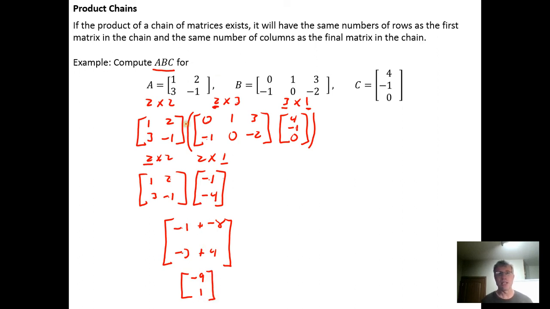So again, in this case, because it was a product chain, a product of more than 2 matrices, we had the ability, because of the associative property, to choose the product that we took first. I chose my product based on the fact that it looked like this product here would give me a simpler matrix to work with in my next product.